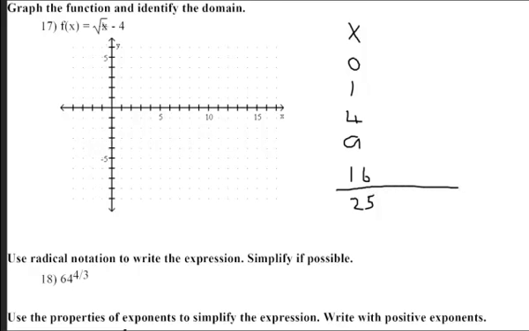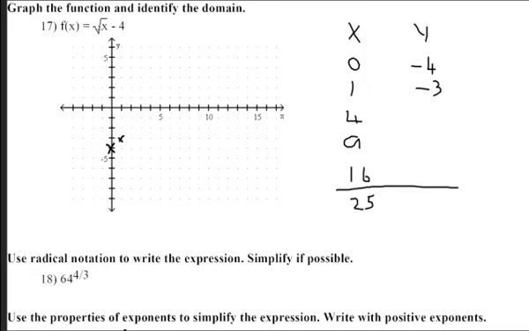So, what's the square root of 0? It's 0. When you take away 4, that's going to be negative 4, isn't it? Okay. So there's a point right there. Right, I can square root 1. When x is 1, the square root of 1 is 1. Take away 4, I'll get negative 3. So when x is 1, y is negative 3.